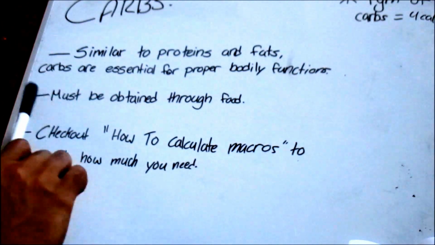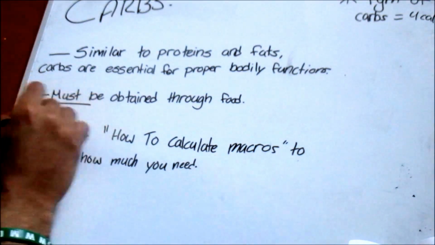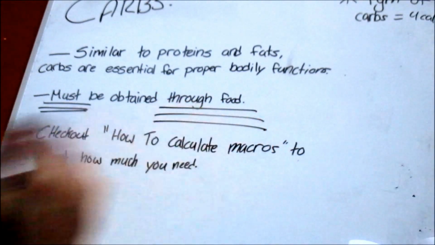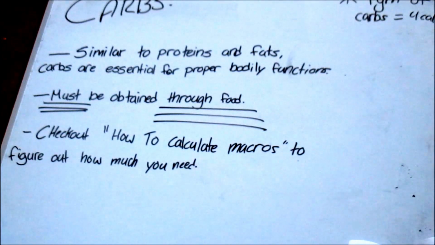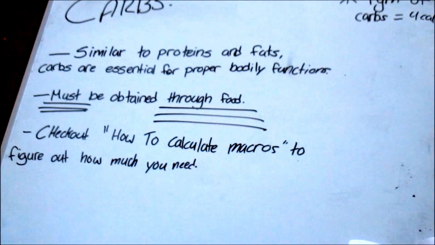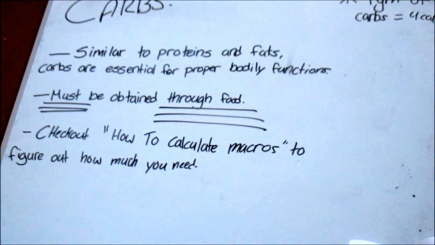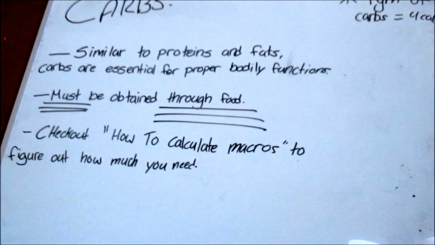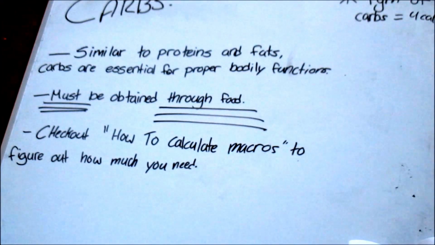Now carbs must be obtained through food. Your body cannot make its own carbs. It's whatever you get from outside sources, that's what your body has. Now, your body doesn't necessarily need carbs. You can live without carbs solely off of protein and fats, but that's something for a whole other video that I can get into and explain to you guys later on if you want.